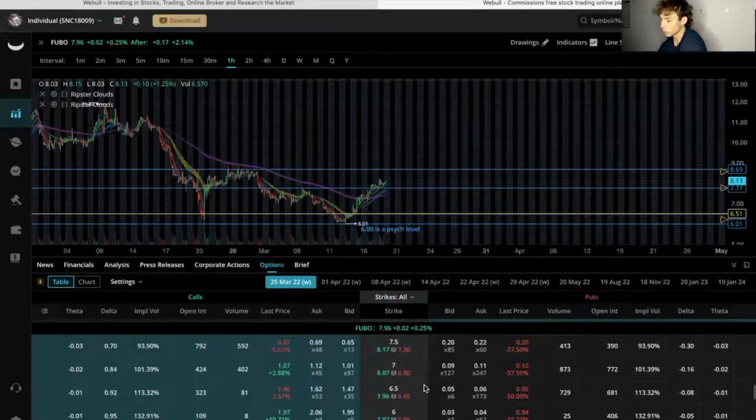Okay. If you want to be more aggressive, you could sell that $7 put and you collect $0.09, maybe $0.10, which would be over 1%. It'd be like 1.4% return on your capital for the week, which would be awesome.